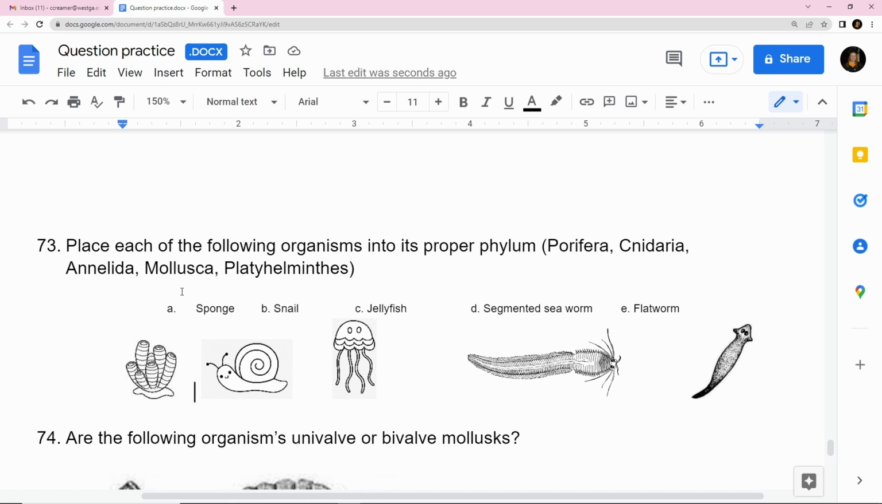The sponge belongs to phylum Porifera. The snail belongs to phylum Mollusca. The jellyfish belongs to phylum Cnidaria. The segmented sea worm belongs to phylum Annelida. And the flatworm belongs to phylum Platyhelminthes.